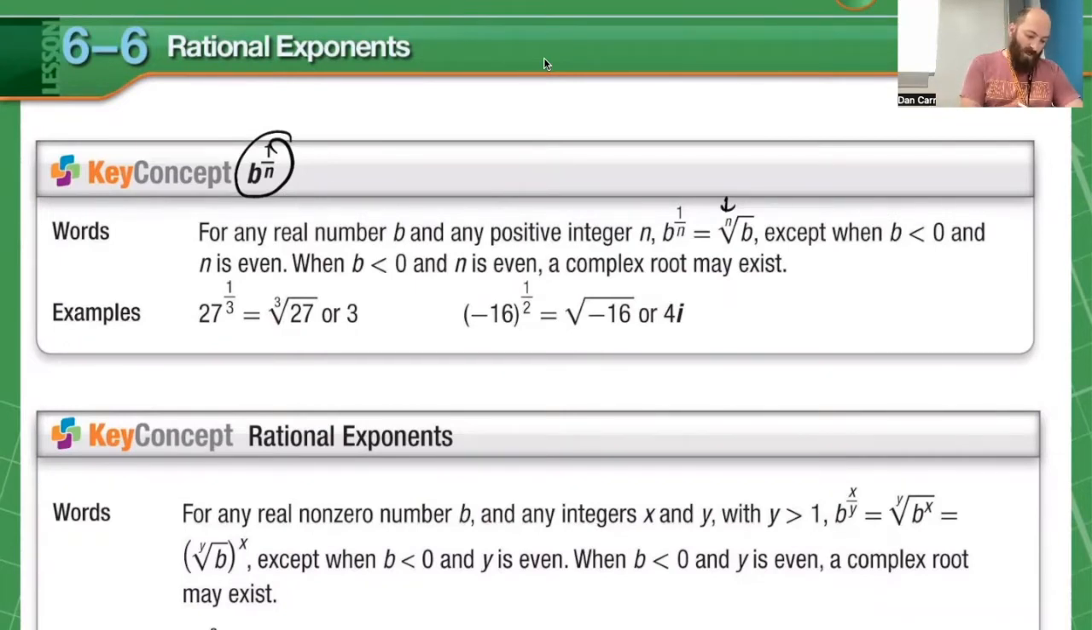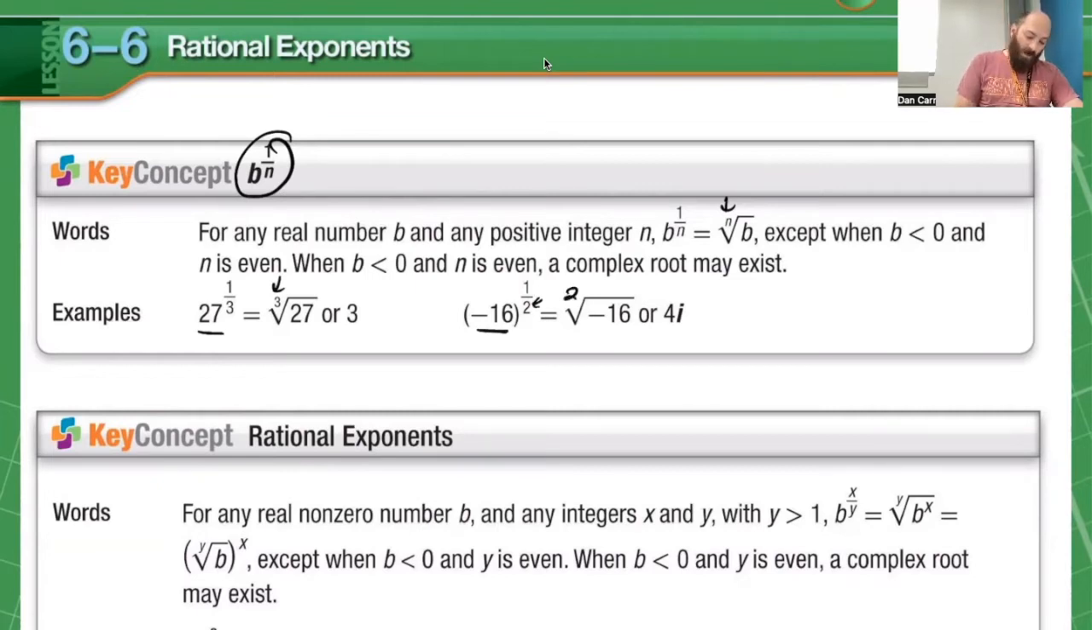So for example, 27 to the 1/3, that's the same as the cube root of 27. Negative 16 to the 1/2 is the square root. It's a square root, we don't have to write it, but technically there is a 2 there.